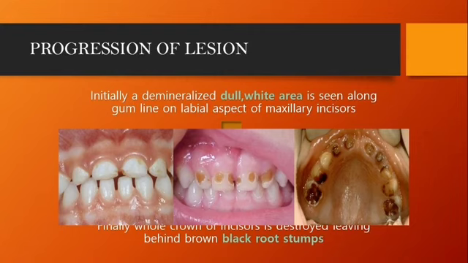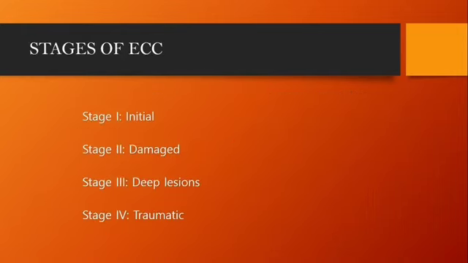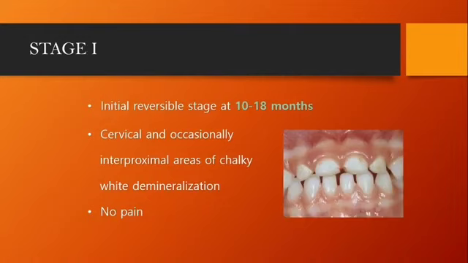So, our main aim is to diagnose as early as possible and provide prompt treatment. Stages: Stage 1 is initial, stage 2 damaged, stage 3 deep lesions, and stage 4 is traumatic. Stage 1 is the initial reversible stage at 10 to 18 months. Cervical and occasionally interproximal areas of chalky white demineralization, and at this stage there is no pain. So you shouldn't expect that the child will complain of pain before a diagnosis can be made.